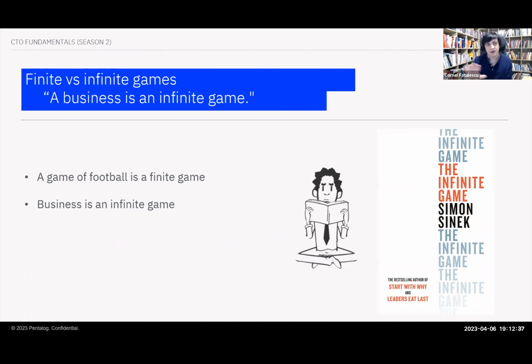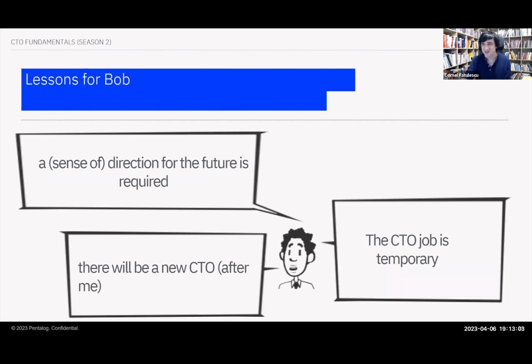He pursues this path. He lands on a book from Simon Sinek, The Infinite Game. And he gets this definition, a very simple one. Overall, business is an infinite game. Football is a finite game, has a clear goal, rules, clear outcome, and so forth. Business doesn't stop, at least a successful one. So Bob says, so he's taking some notes from all this.